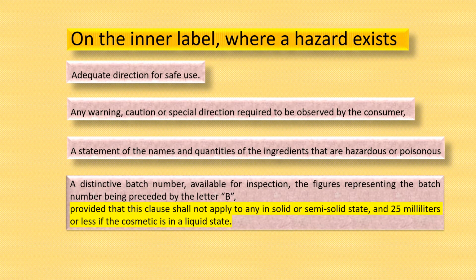Then a distinctive batch number. If there is a distinctive batch number, then some of the batch is available for inspection, and the figures representing the batch number are preceded by the letter B, provided that this clause shall not be applied to any cosmetic in a solid or semi-solid state, or 25 milliliters or less if the cosmetic is in a liquid state. So this is the very important safety-related or hazard-related information on the inner label of the cosmetic.